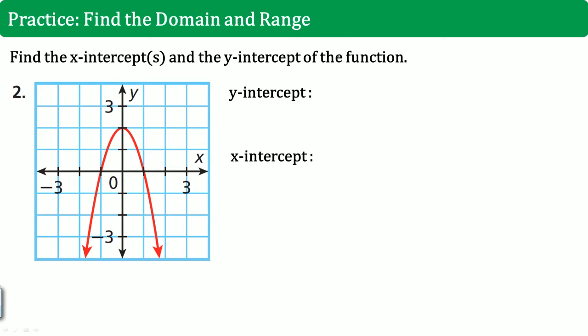Now we're going to practice finding the x and y-intercept of this function. Let's take a look. The first one, the y-intercept, is where the graph crosses the y-axis. The y-axis is in the middle. We saw that the y-intercept is 0, comma, 2. For the x-intercepts, there are 2 points. The first one is -1, comma, 0. And the second one is 1, comma, 0. These are your 2 x-intercepts.